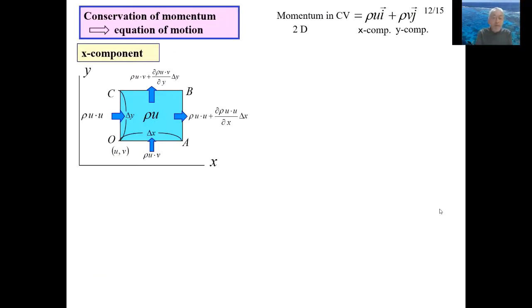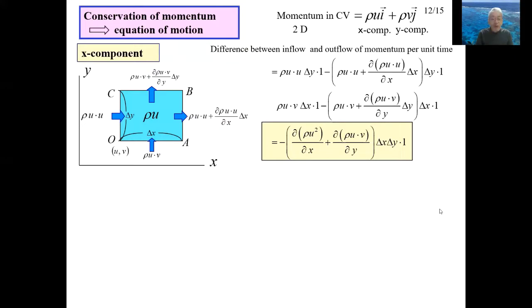Based on the inflow and outflow of momentum, we will derive the equation of conservation of momentum, that is, the equation of motion. Let's start with the motion in x direction. The derivation procedure is almost the same as for the continuity equation. Just replace density rho with rho u.